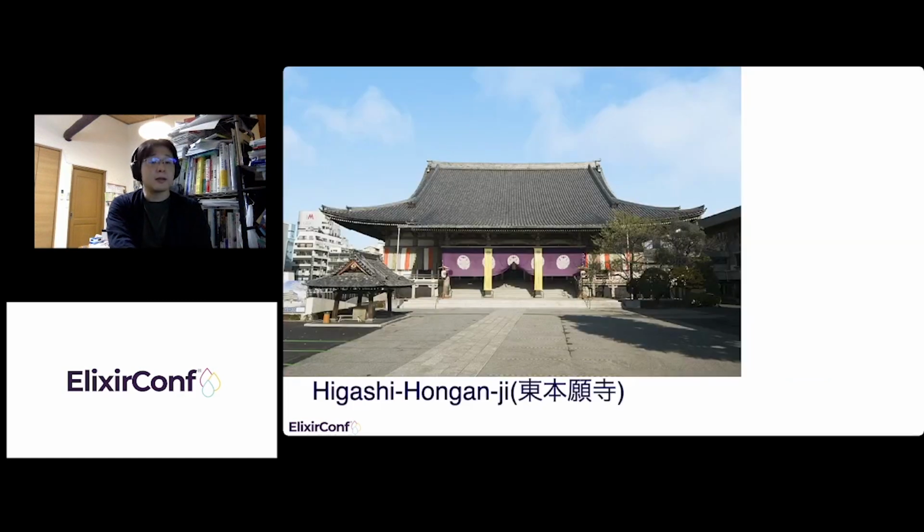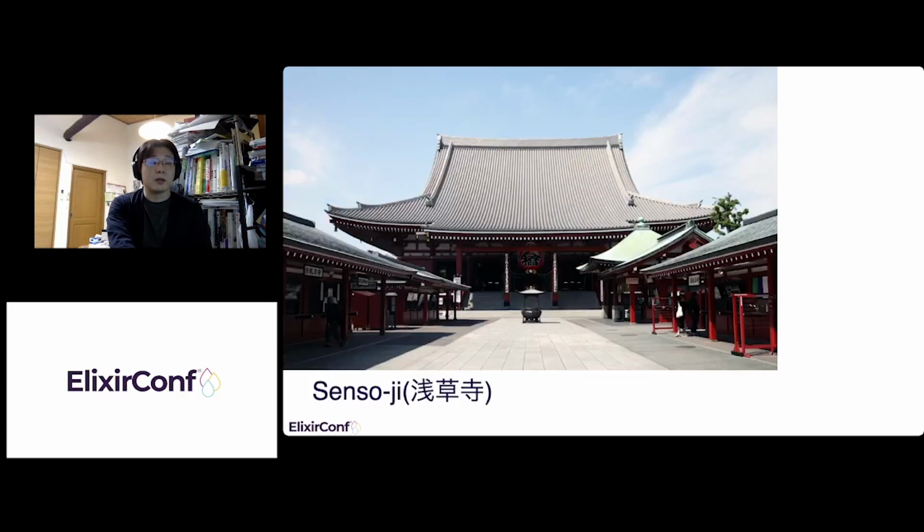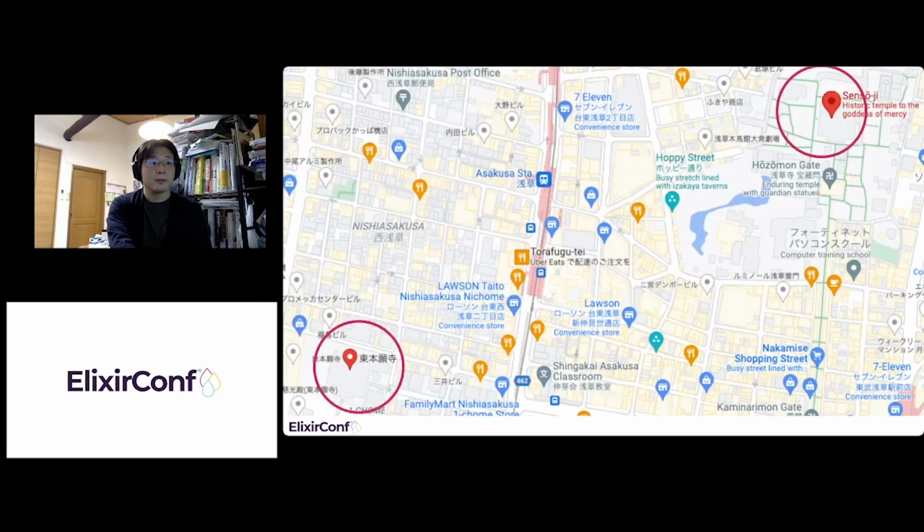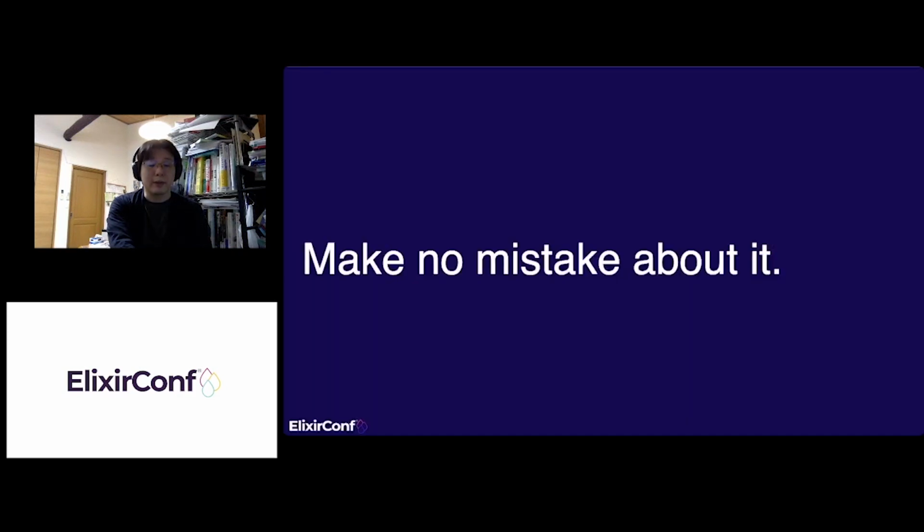This is Higashi Honganji temple. This is Sensoji temple. Kaminarimon is famous. Both are temples in Asakusa. Higashi Honganji temple is lower left. Sensoji temple is upper left. Make no mistake about it.